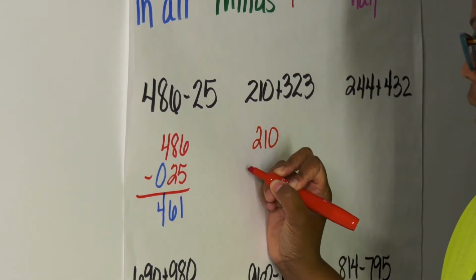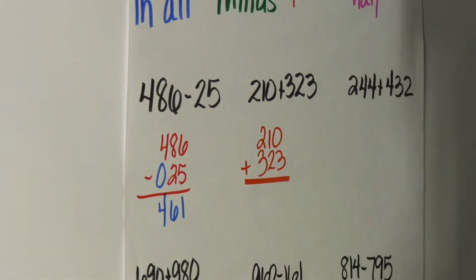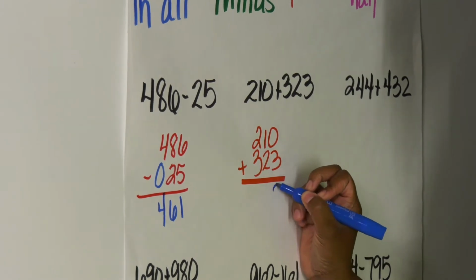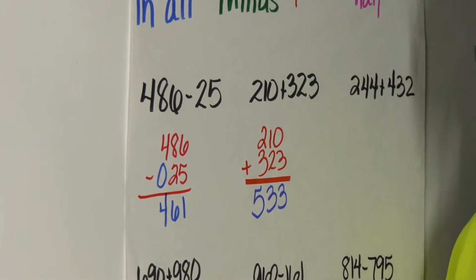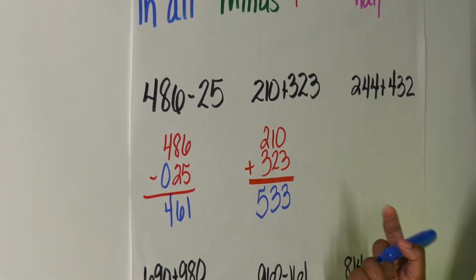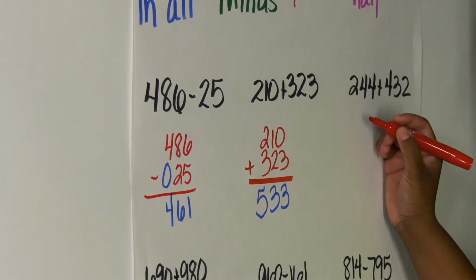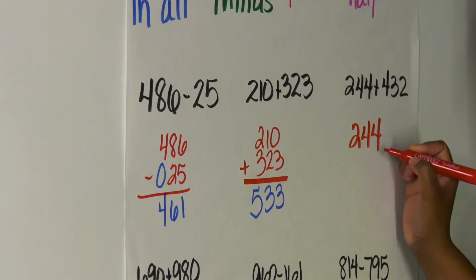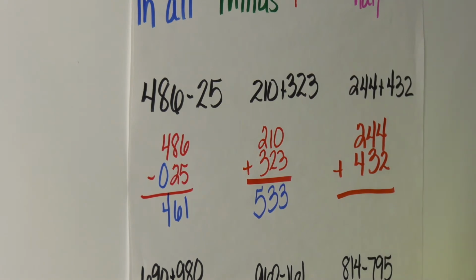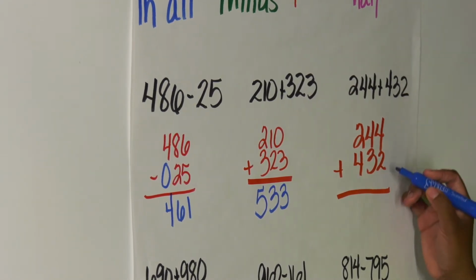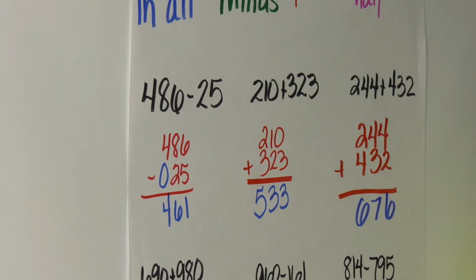Okay, next problem, 210 plus 323. Okay, ones place. 0 plus 3 is 3, 1 plus 2 is 3, and 2 plus 3 is 5. 210 plus 323 is 533. Okay, next, 244 plus 432. So far we haven't had any regrouping yet. 4 plus 2, start with our ones place, is 6. 4 plus 3 is 7. 2 plus 4 is 6. 676.